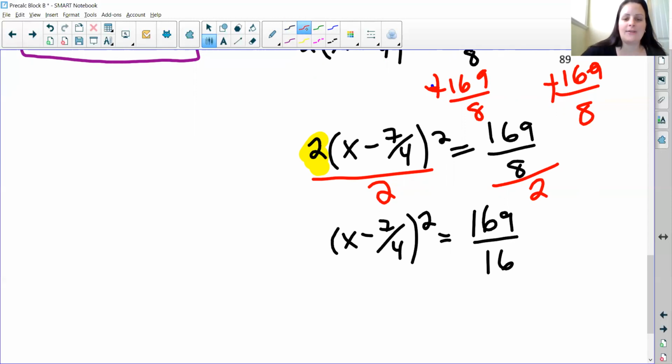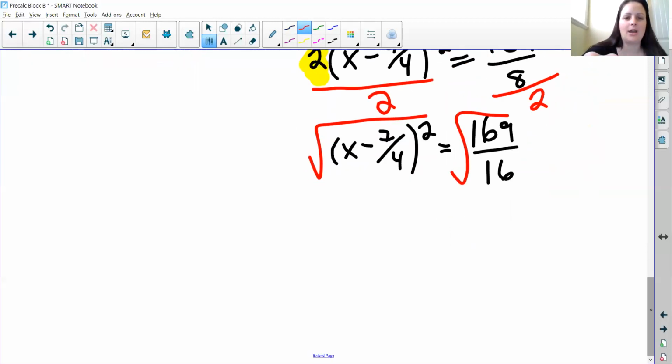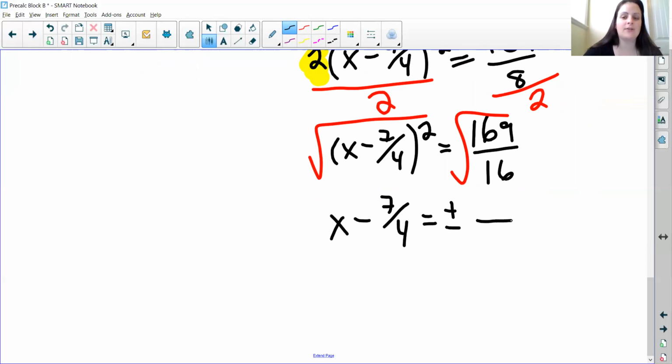So now I'm going to take the square root. Woo, we're almost done. The end is in sight. It's a beautiful question. All right, and we're going to be left with x minus 7 over 4 equals positive or negative the square root of 169 over 16. So remember, when you square root a fraction, you square root the top and you square root the bottom. This is the same thing as saying the square root of 169 over the square root of 16. So the square root of 169 is 13, and the square root of 16 is 4.